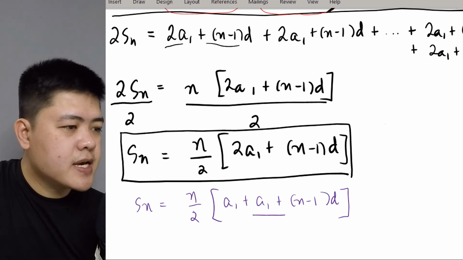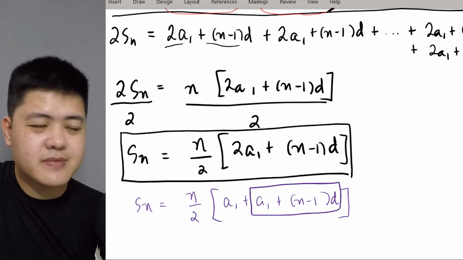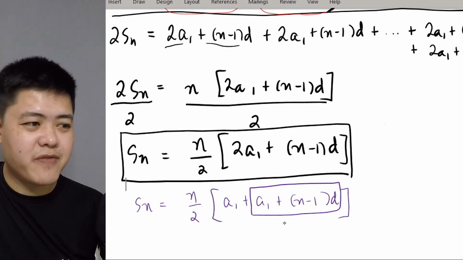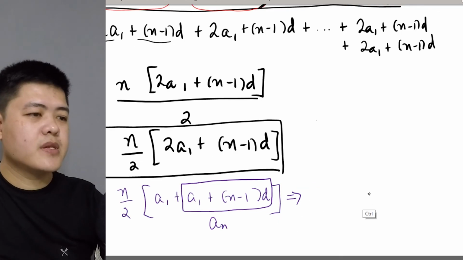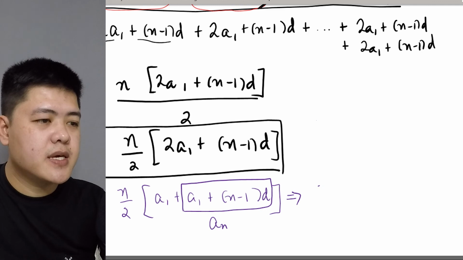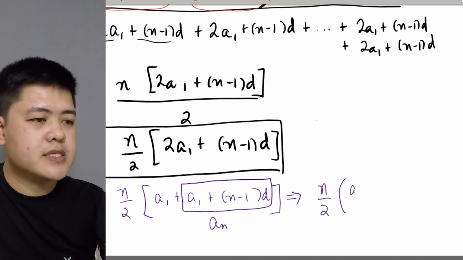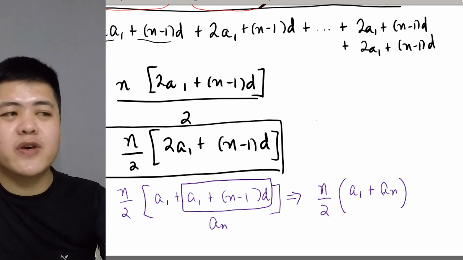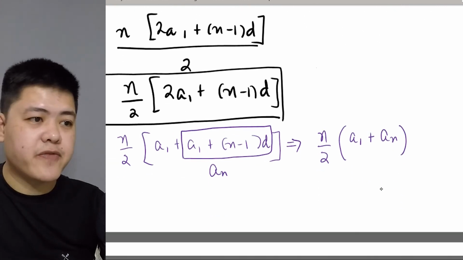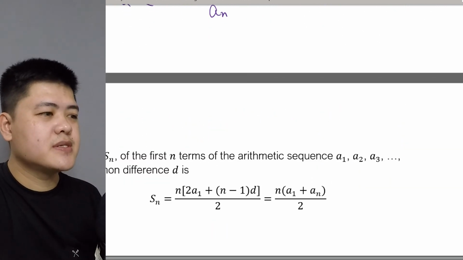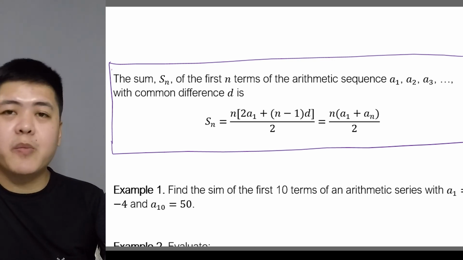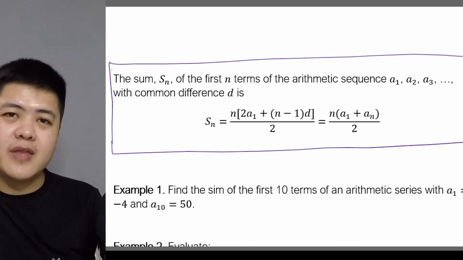Look at this. Familiar ba tayo dito? Yes, this is the formula for the nth term of an arithmetic sequence, which is equivalent to a sub n. So therefore, pwede nating isulat to as n over 2 times a sub 1 plus a sub n. Okay? So we have two formulas for the sum of the first n terms of an arithmetic sequence. So therefore, the sum s sub n of the first n terms of an arithmetic sequence, a sub 1, a sub 2, a sub 3, with common difference d, is given by this particular formula.